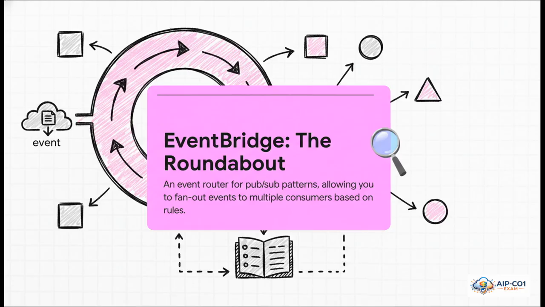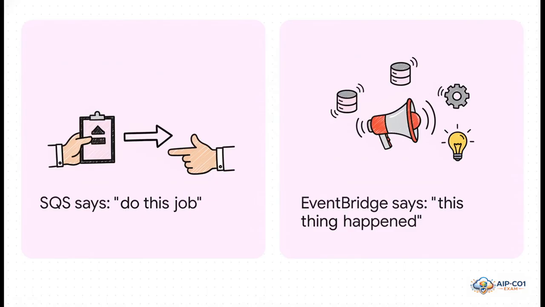It's a beautiful thing. Okay, so here's a really important distinction. SQS versus EventBridge. How do you decide? It's actually super simple when you boil it down. SQS is for commands. It's you telling the system, do this specific job. EventBridge is for events or notifications. It's the system announcing, hey everyone, this thing just happened. One is a direct order, the other is a public service announcement.